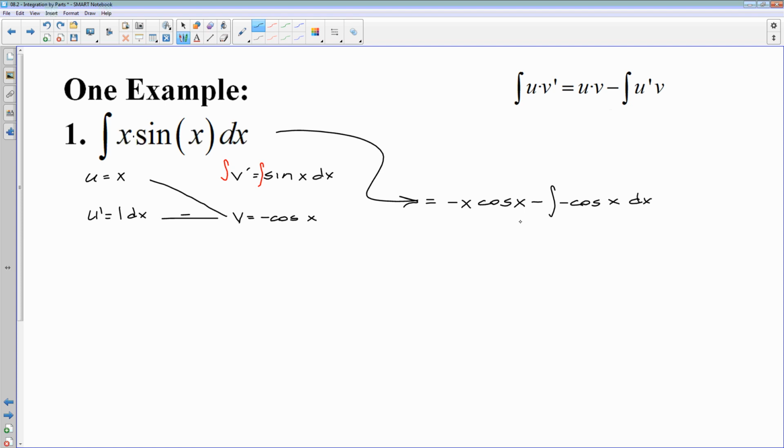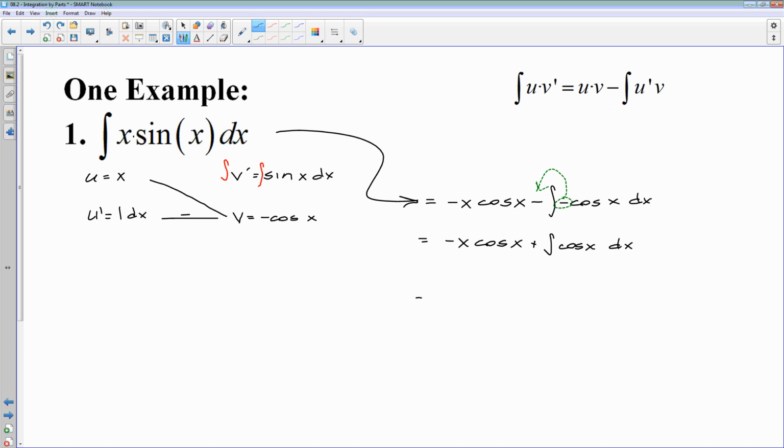dx. Just to make this a little easier, I'm going to pull this negative out right here and turn it into plus the antiderivative of cosine x dx. And the goal, if you remember, is to take an ugly antiderivative and use integration by parts to create an easier antiderivative. The antiderivative of cosine x is very nice. I know how to do that. The integral of cosine x is simply sine x.